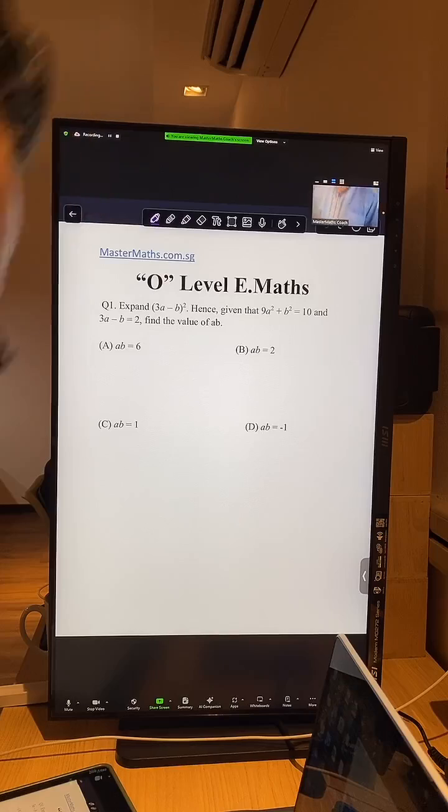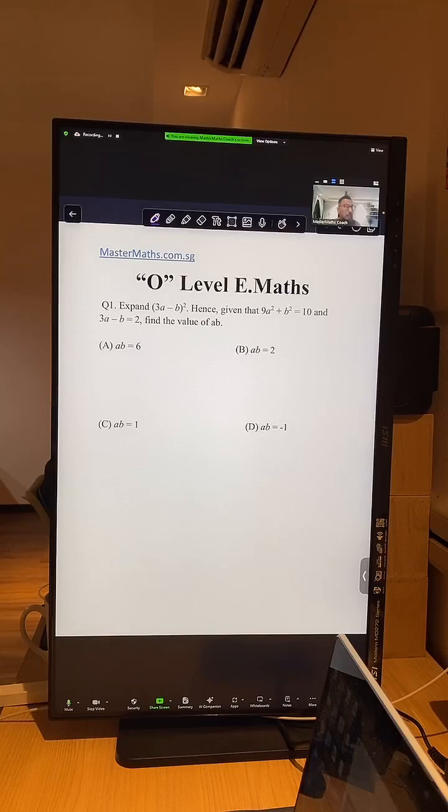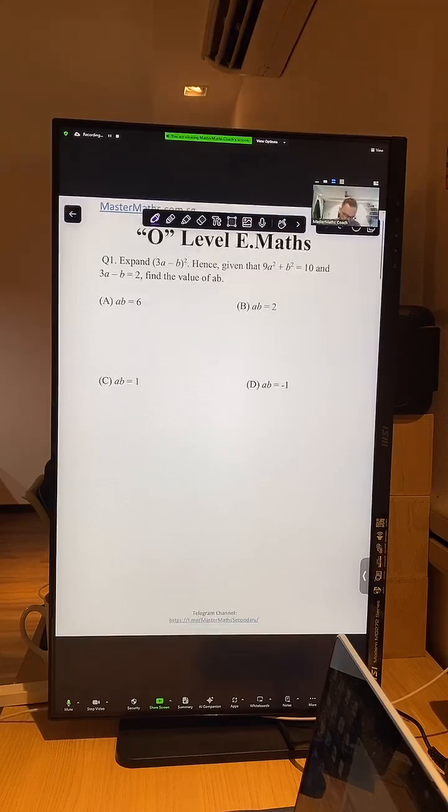Let's see how this is done. Firstly, they tell you to expand (3a minus b) squared. Let's do it below here. Now you should know that when you expand (3a minus b) squared, you're going to get 3 terms.